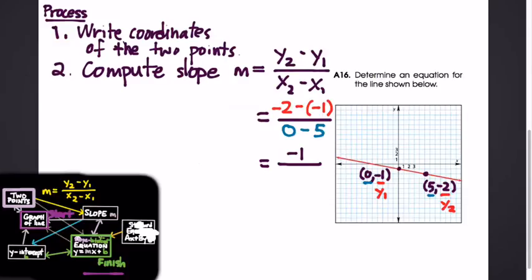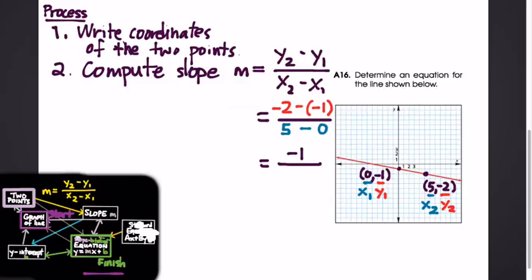Another great place to make an error, right? Whatever ordering that we select for our points has got to be consistent between its x-coordinates and its y-coordinates. So if I chose -2 to be my second y-coordinate and -1 to be my first y-coordinate, as I did here, that means I need to choose 5 to be my second x-coordinate and 0 to be my first x-coordinate. And so rather than 0 minus 5, what I want is 5 minus 0.